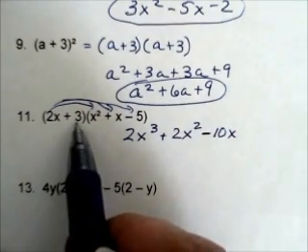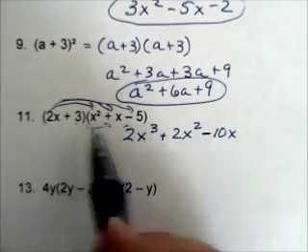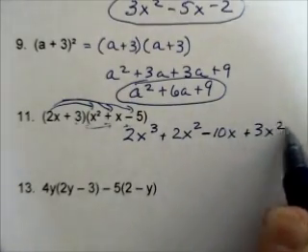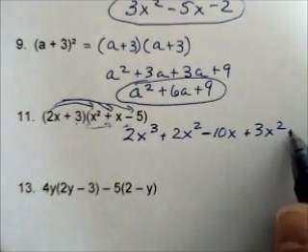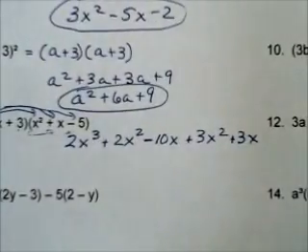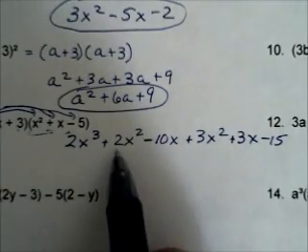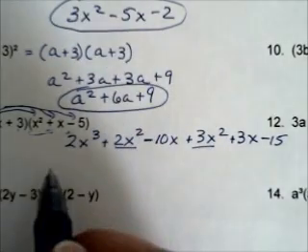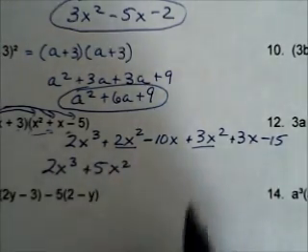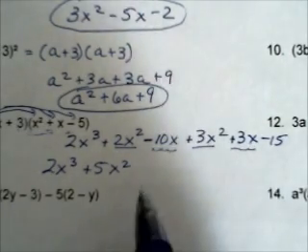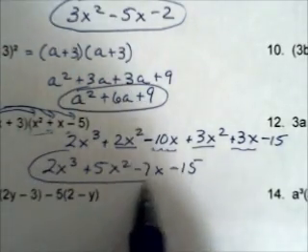Next, distribute 3. 3 times x squared, 3x squared. 3 times positive 1x is 3x. 3 times negative 5, negative 15. And then combine like terms. I have a 2x squared and a 3x squared. So 2x cubed plus 5x squared, and the negative 10x and positive 3x combine to be negative 7x and minus 15. So there's our end result.